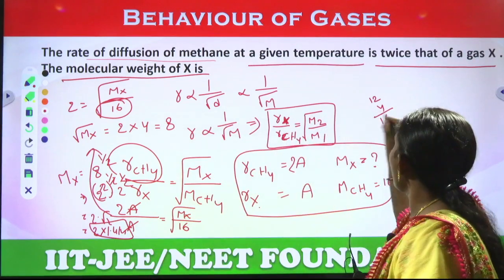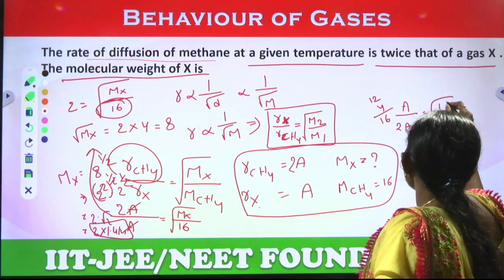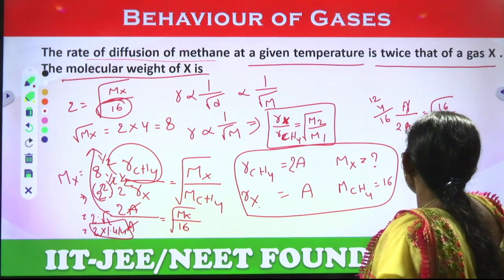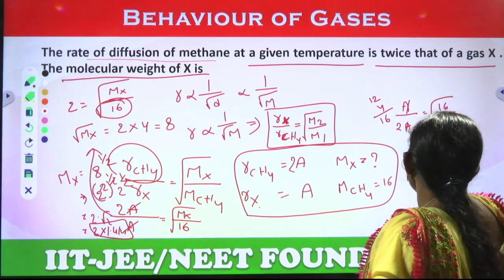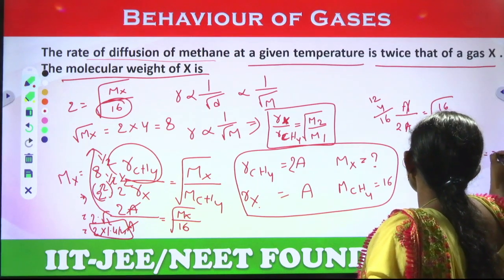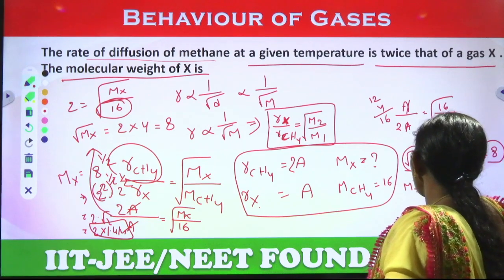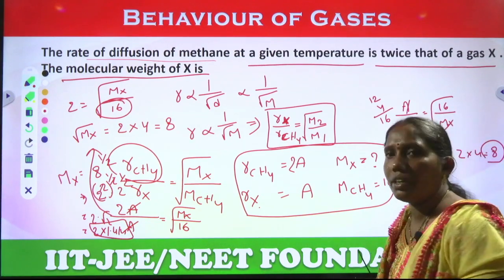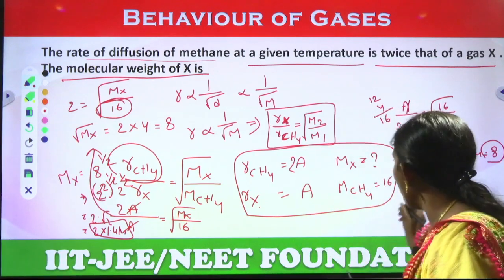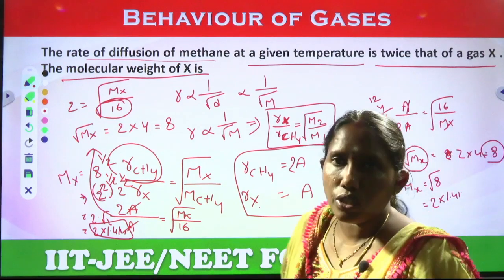Let us see. Rx is A, RCH4 is 2A. Then which is equal to root of 16 by Mx. A gets cancelled. Then root Mx equals 2 into root 16, which means 4. That is also 4 twos are 8. Root Mx is 8. So Mx means the molecular weight is root 8. So that root 8 we have to calculate. 2 root 2, like we can write, right? 2 root 2 value is how much? 2 into root 2 means 1.414. You can substitute and you can get the value.